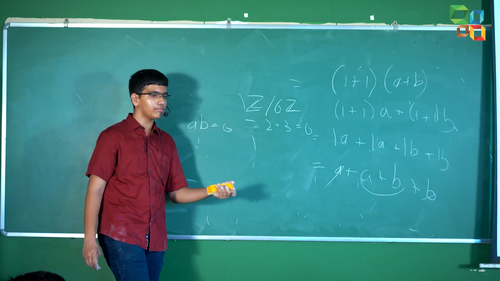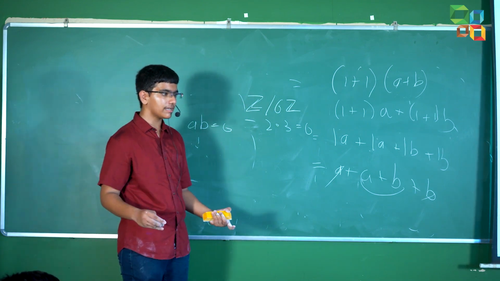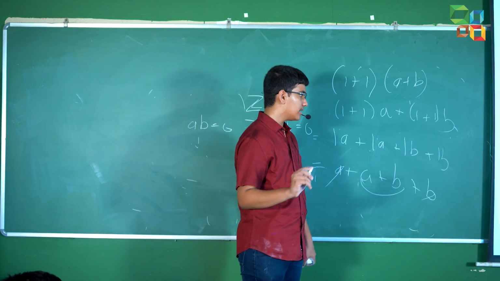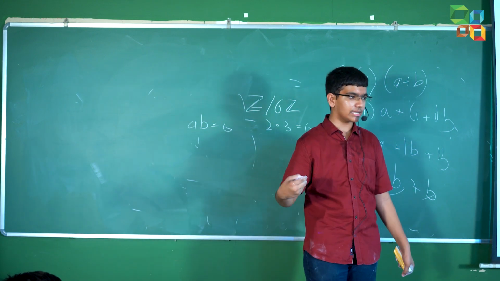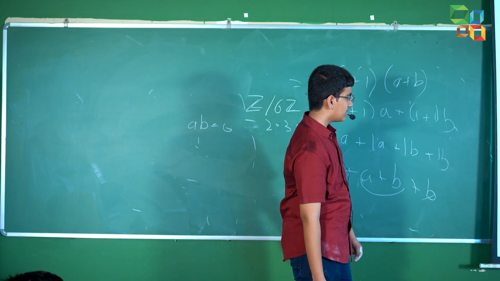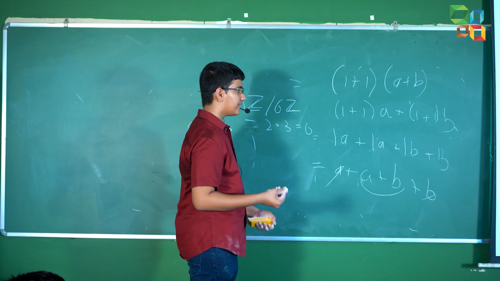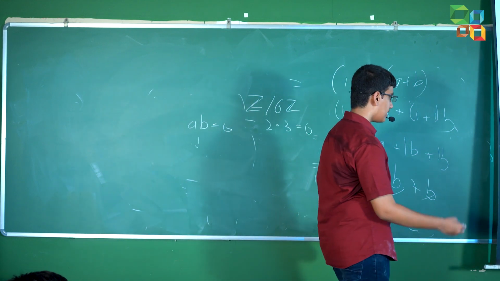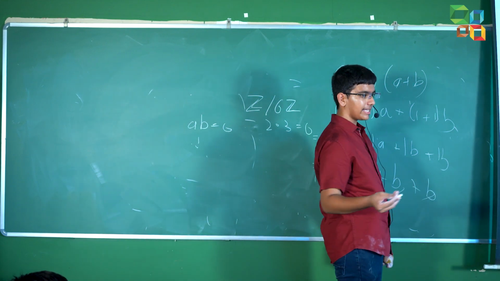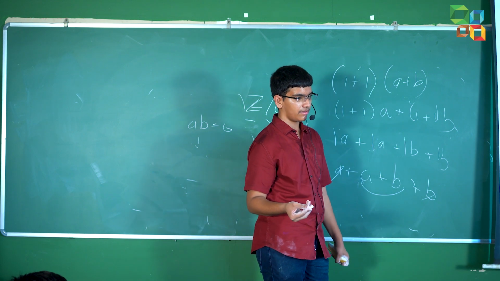In general, Z mod NZ is not an integral domain if n is composite. If n is prime, it turns out to be an integral domain. I have written that there, but it turns out to be a field. I won't prove that today. Try guessing an example for a division ring.